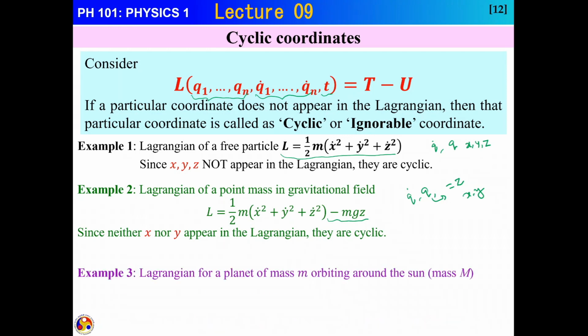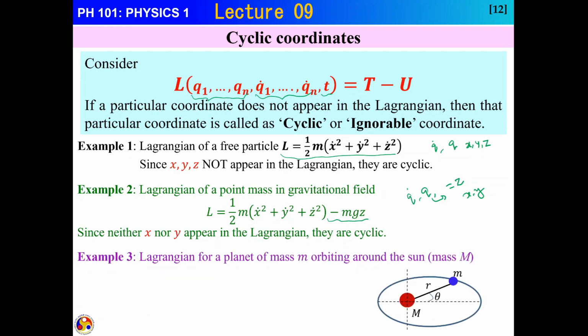Let's look at the third case, where you have a Lagrangian for a planet of mass m orbiting around the sun of mass capital M. We can write the Lagrangian in the form of one half m times r dot square plus r square theta dot square, plus G M m by r. How many degrees of freedom do we have here? You have r variation. So you have r and theta.